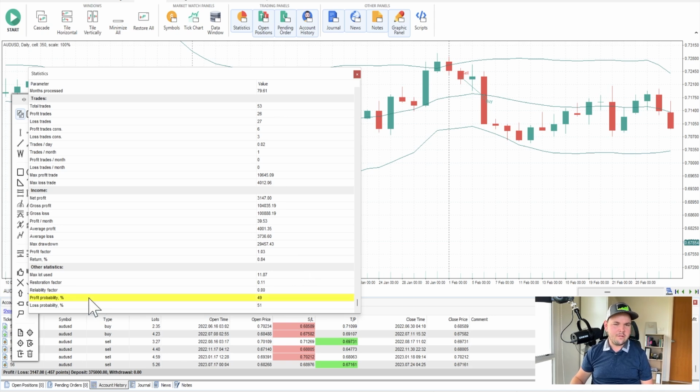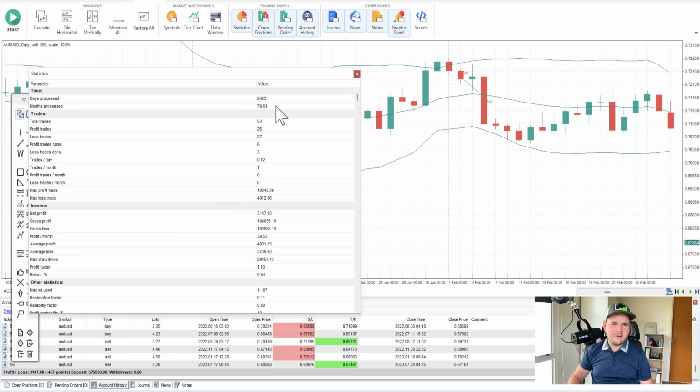See here, profit is 49%, loss is 51%, which looks all right for an average win that's bigger than my average loss. See average profit here, 4,000. Average loss is 3,700. But it comes down to being at roughly break even, 1% in 79 months of backtesting, which is very little, of course. So it went through a big up at first and a big down after that, a big drawdown, and we're back to roughly break even.